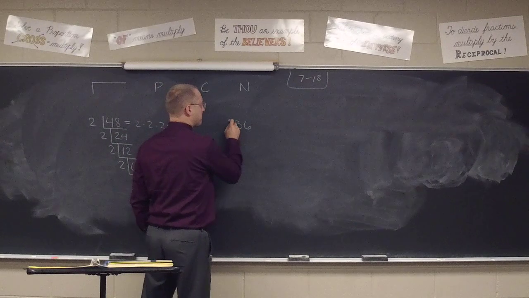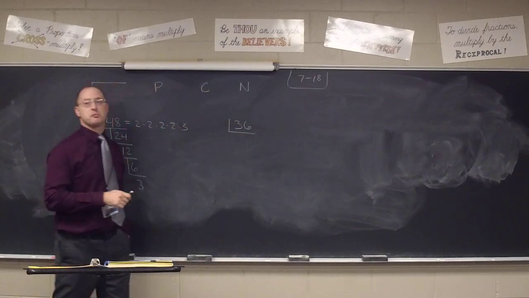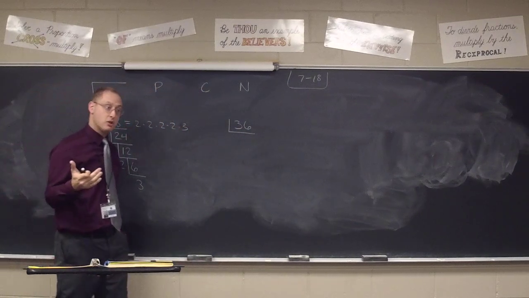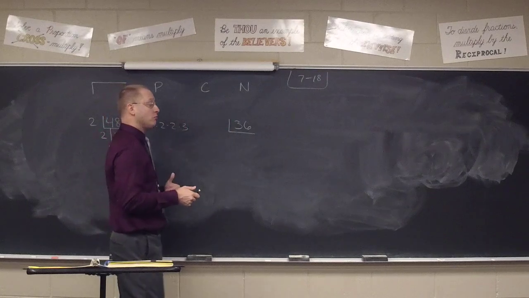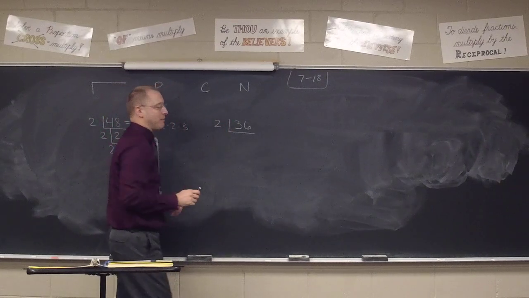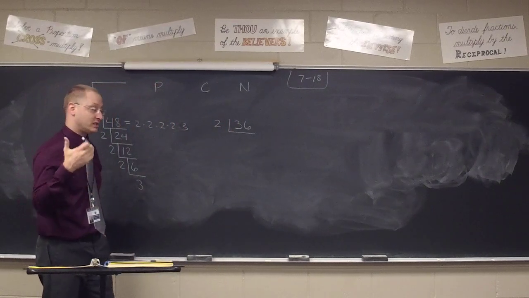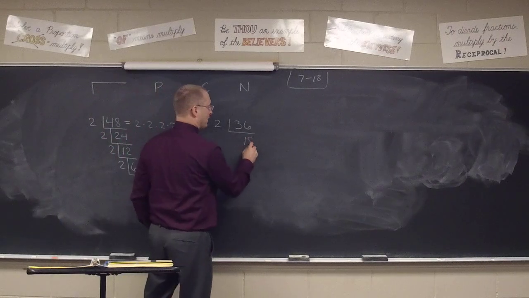36. Let's prime factor it. What's the smallest prime number, class? 2. Can 36 be divided by 2? Yes, because it's even. So let's divide it by 2. Call it out when you know what it is. 18. Several of you were really quick with that one.